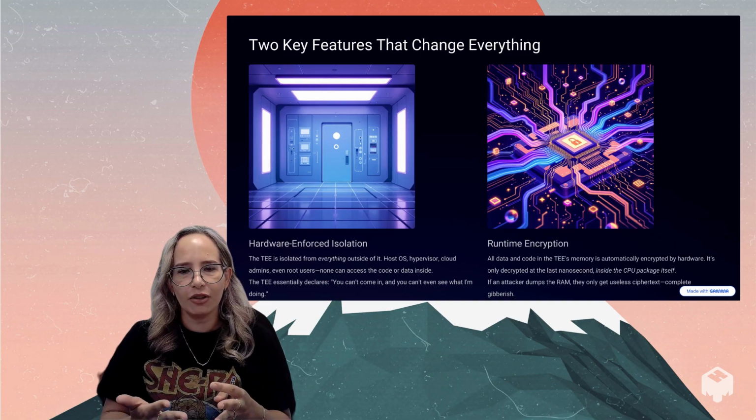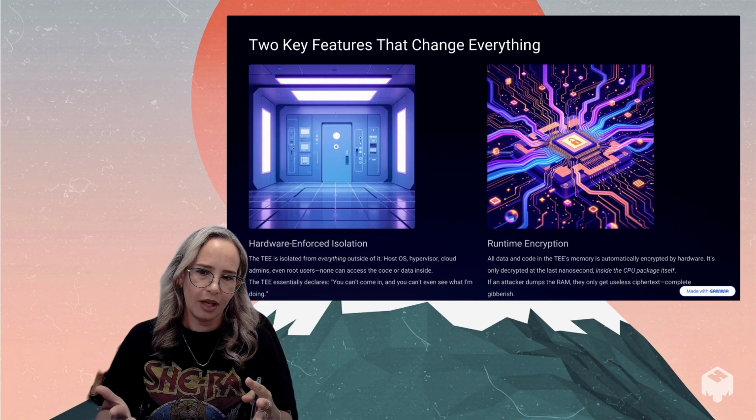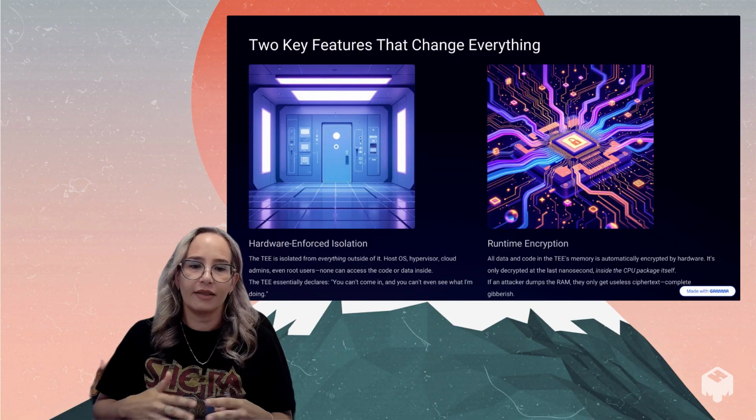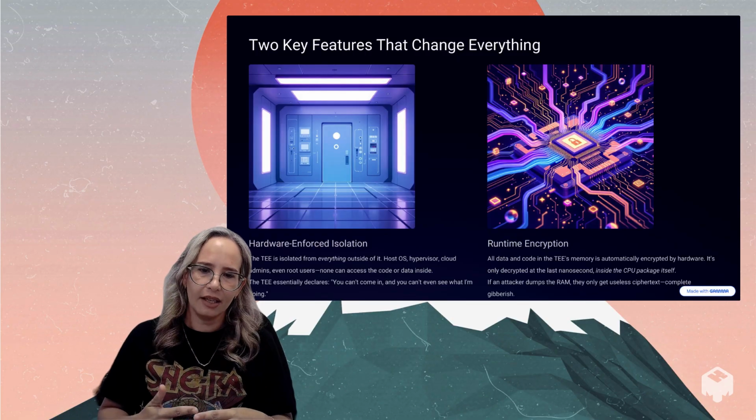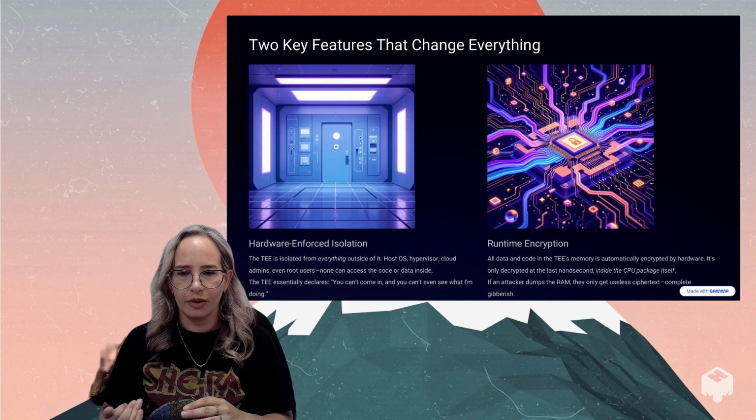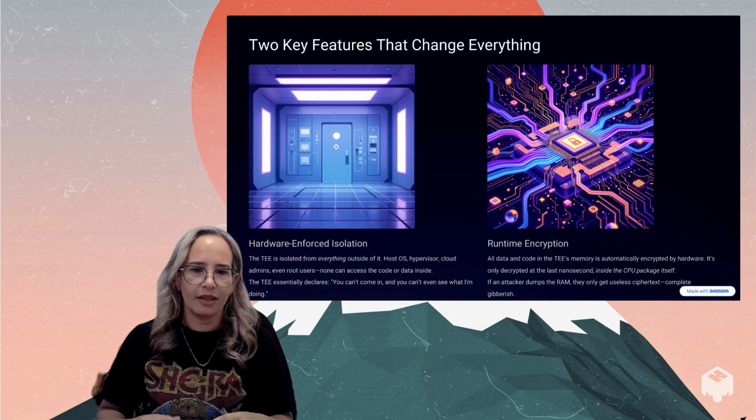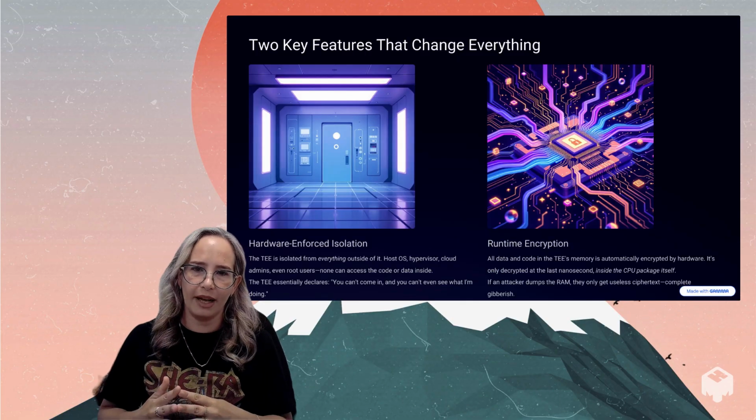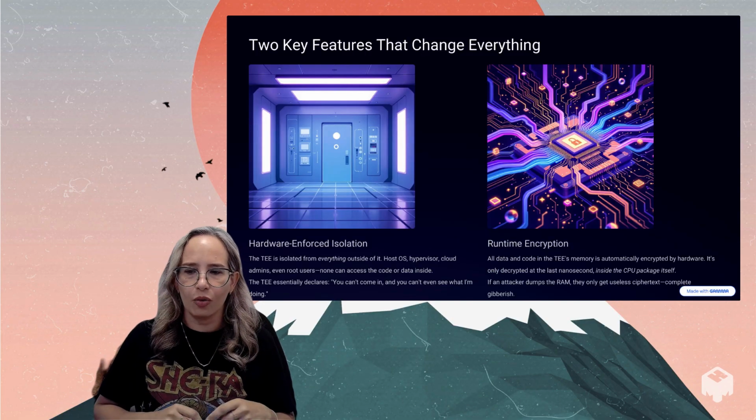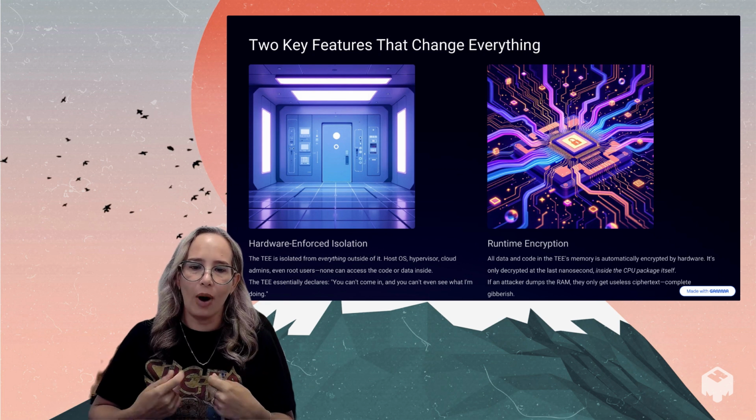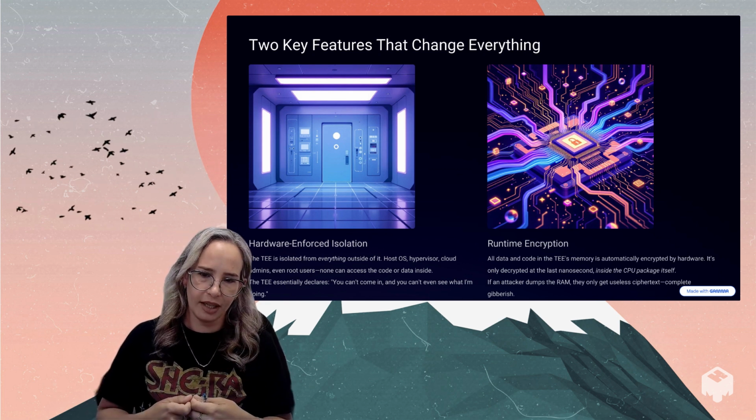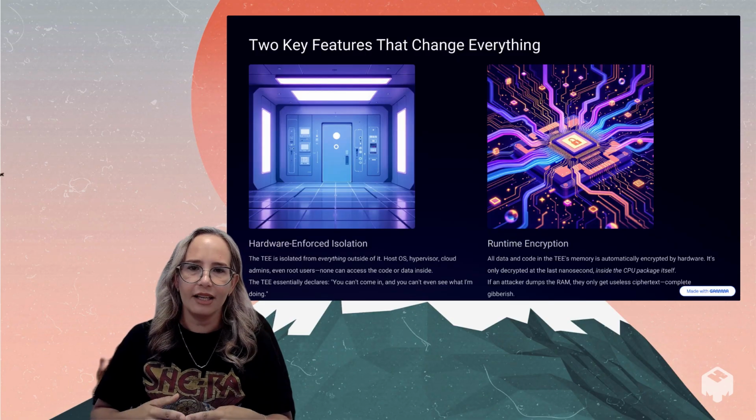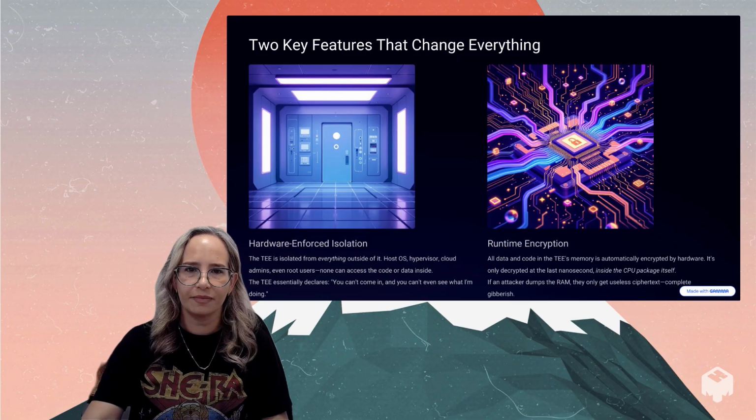The second feature is runtime encryption. All the data and all the code loaded into the TEE's memory is automatically encrypted by the hardware. It is only decrypted, possibly just for nanoseconds, inside the CPU package itself. If an attacker was to dump the RAM while your sensitive data is processing, they would just see some gibberish, some useless data they cannot make any sense of.